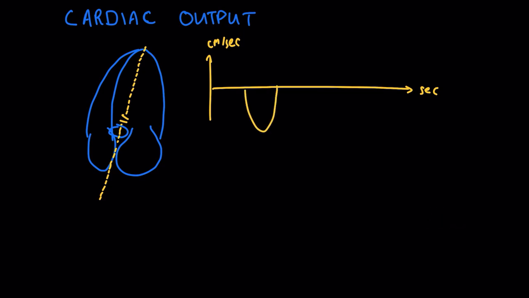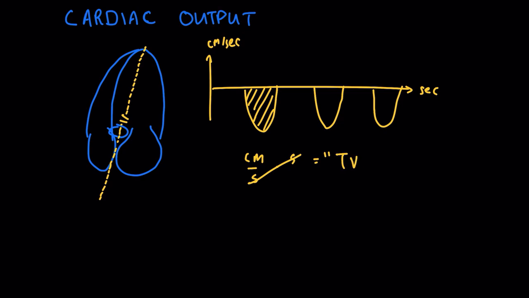With each heartbeat, you'll see the velocity profile of blood as it leaves the heart in the left ventricular outflow tract. And if you were to measure the area under the curve, if we look at the units, what would that be? Well, that would be centimeters per second times seconds. So it gives you a length in centimeters. We call that length the time velocity integral, TVI. And what does that mean?